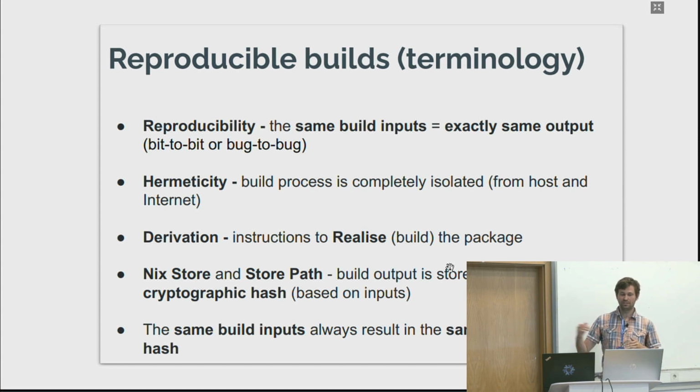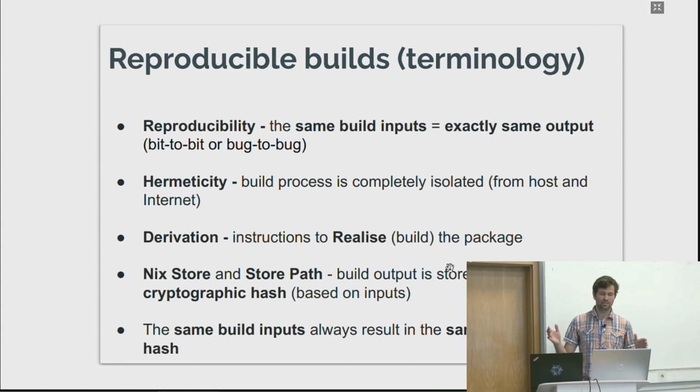Whatever Nix builds, it ends up in the Nix store, which is a special directory, /nix/store, and ends up in a subdirectory which is called a store path, which is named using a unique cryptographic hash based on the inputs of what you are building. Same inputs always end up in the same hash and vice versa.